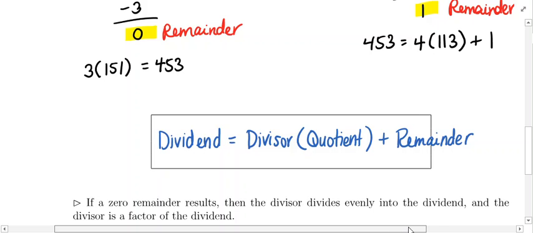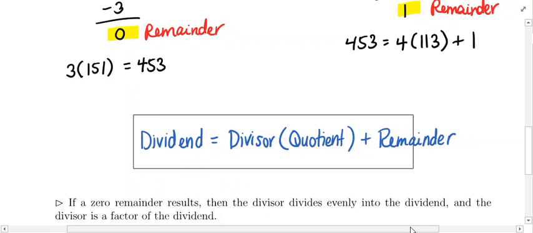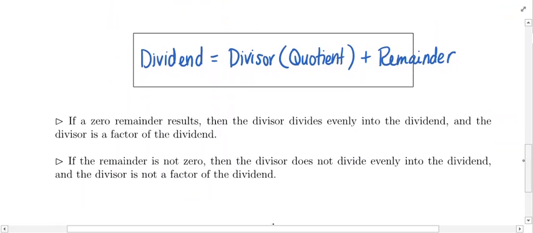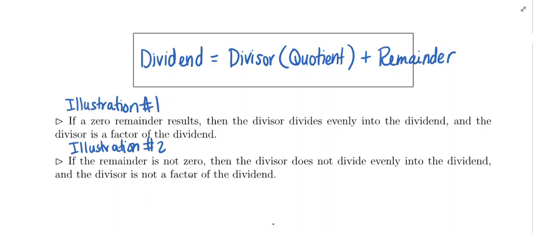Okay, so you might be wondering, what was the purpose of me showing you the division of numbers if we're going to be doing the division of polynomials? Well, underneath the box here, there are 2 important statements I need you to remember. This first statement is basically illustrated in illustration number 1, and the second statement is shown in illustration number 2. So let's take a look at this first statement. It says if you're dividing, and if a 0 remainder results, then the divisor divides evenly into the dividend, and the divisor is a factor of the dividend.